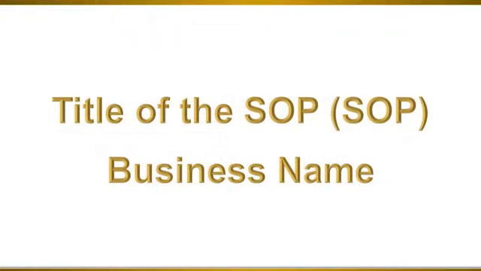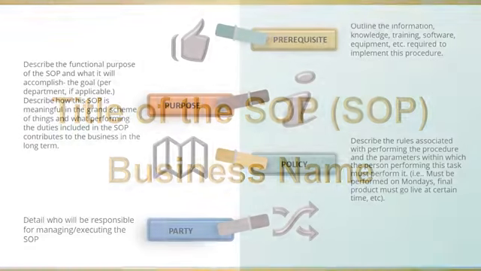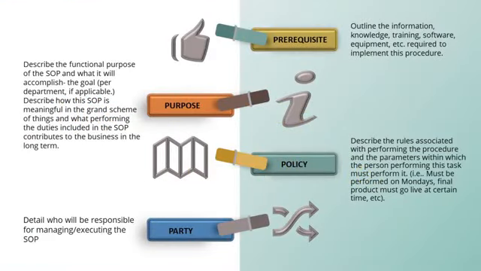So you make a title for your SOP and you put your business name on it. A prerequisite is to outline the information and knowledge, the training, the software, the equipment, etc. required to implement a procedure. And then the purpose is to describe the functional purpose of the SOP and what it will accomplish. The goal is, I guess, if applicable, to describe how this SOP is meaningful in the grand scheme of things and what performing the duties included in the SOP contributes to the business in the long term.